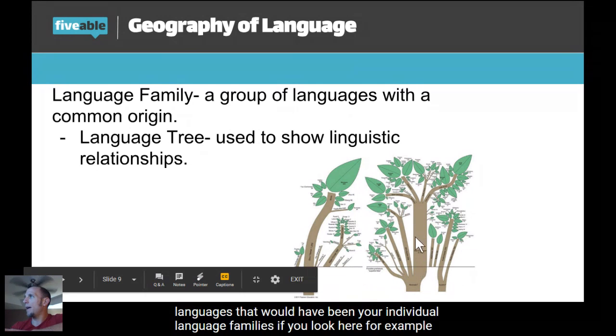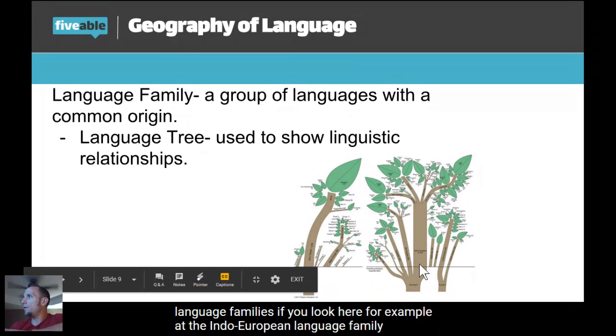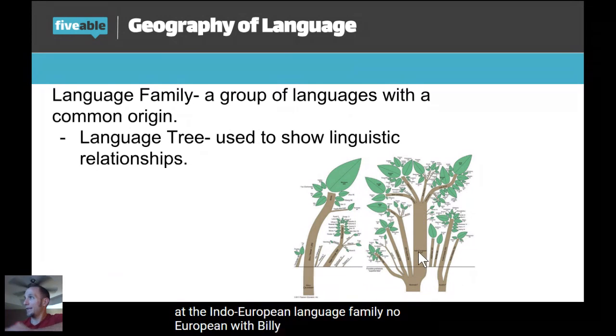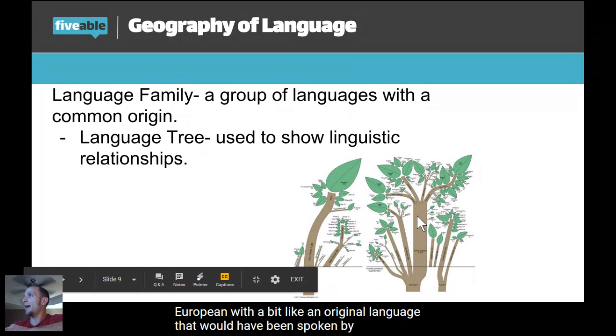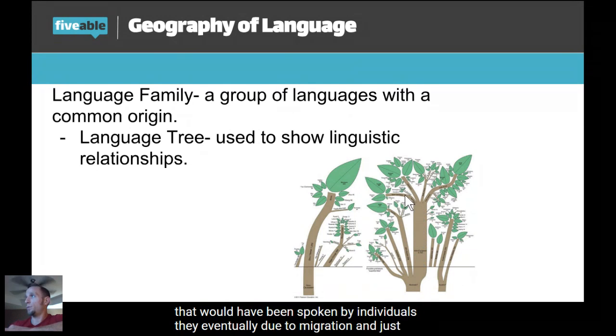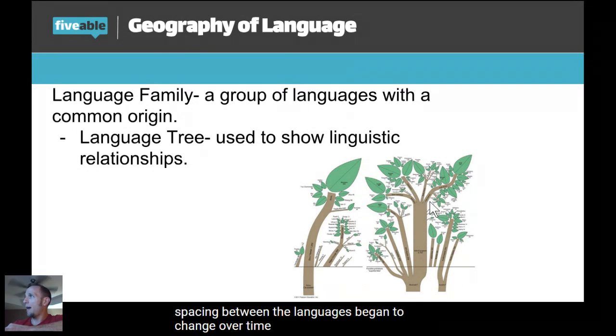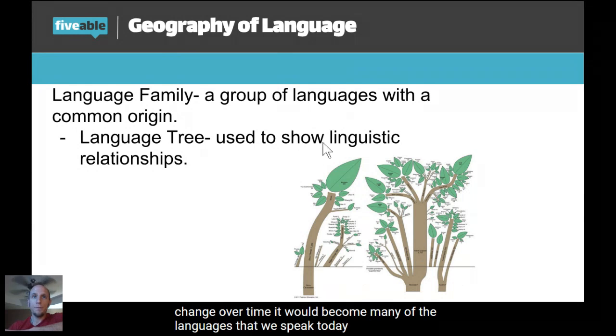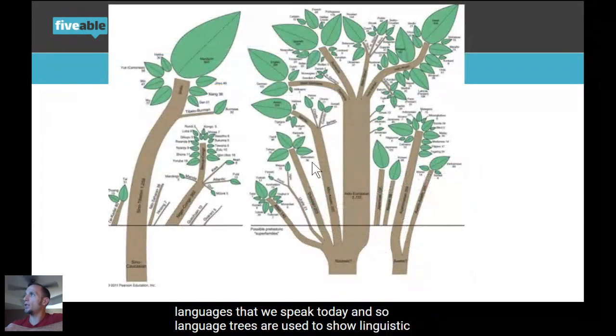If you look here, for example, at the Indo-European language family, the Proto-Indo-European would have been like an original language that would have been spoken by individuals that eventually, due to migration and just space in between, the languages began to change over time, and it would become many of the languages that we speak today. And so language trees are used to show linguistic relationships.